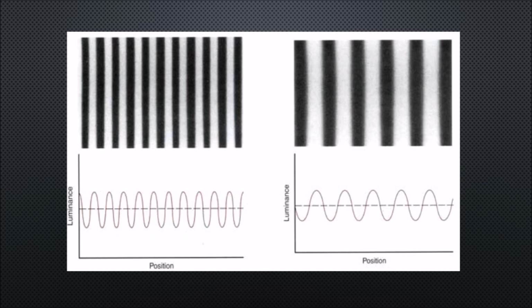The dashed lines across the luminance profile give the average luminances of the gratings. The average luminance is the same for both gratings, but the one on the right has a larger difference between its peaks and the average luminance value. Therefore, this indicates that it has a higher contrast.